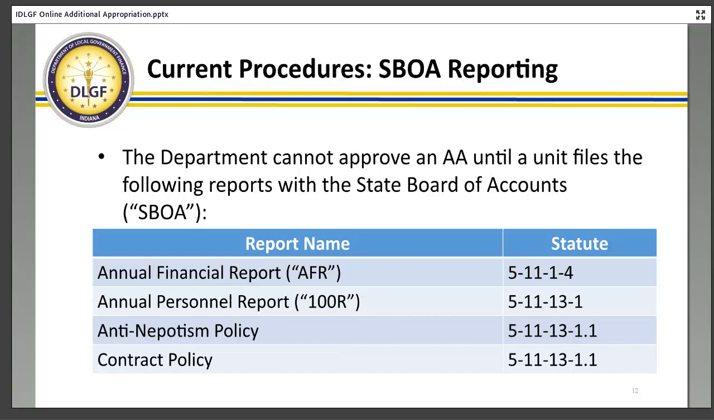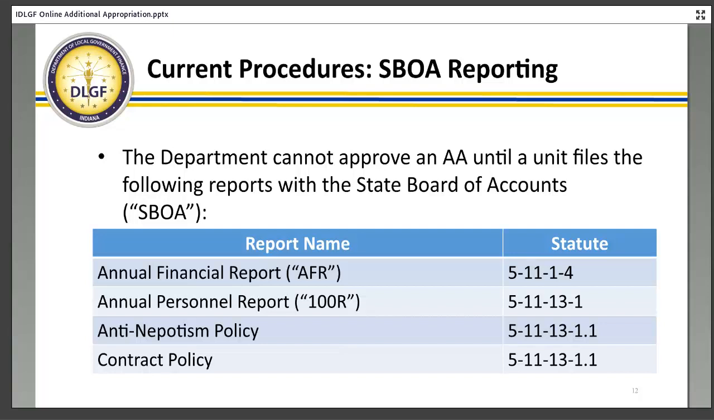Now, for additional appropriations that will be submitted in calendar year 2020, the department will be confirming that these 4 reports have been submitted for calendar year 18. So it's not comparing your 2020 additional appropriations to the reports that you submitted by February 1st of this year, but it's confirmation that we've received these reports back in 2018.